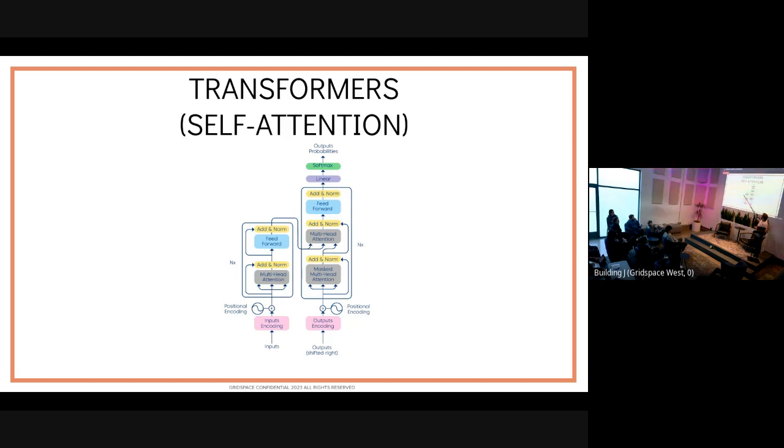And then you have a feed forward layer, and then you have another residual layer as well. And that's it. And then we have a decoder that works similarly in this case. But that's what a transformer is. It's a lot of stuff, but it really is pretty simple.